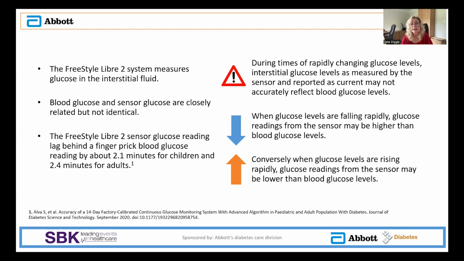Having said that, if the glucose level is changing very rapidly, the difference between the two can be greater. So if the glucose levels are falling quickly, the glucose readings from the sensor may appear higher than the blood glucose level. And then on the other side of the coin, when the glucose level is rising rapidly, the glucose level from the sensor may appear lower than the blood glucose level. So I think a good way to illustrate this and maybe share this information is on the next slide.